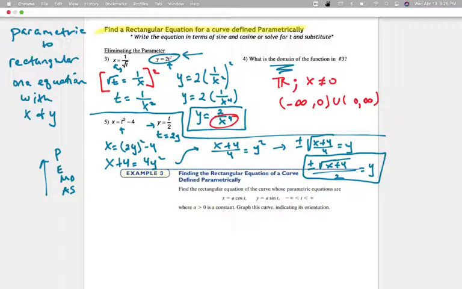Now, on the previous example, they asked us what the domain restriction was for that. If I were going to do the domain restriction for this one, I have to be concerned about the fact that I have this under a radical, and you can't have a negative in the radical, so we know that x plus 4 has to be greater than or equal to 0, which means x has to be greater than or equal to negative 4. So that would be my domain restriction for that one. All right, let's do the next example.